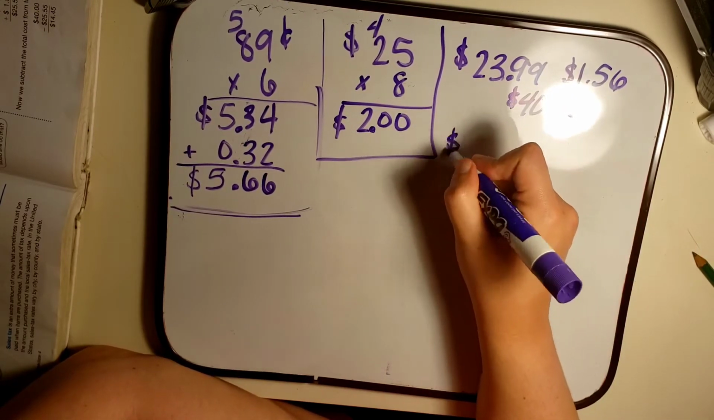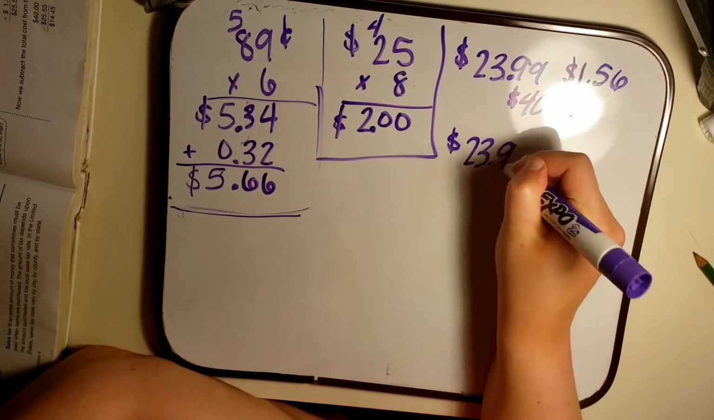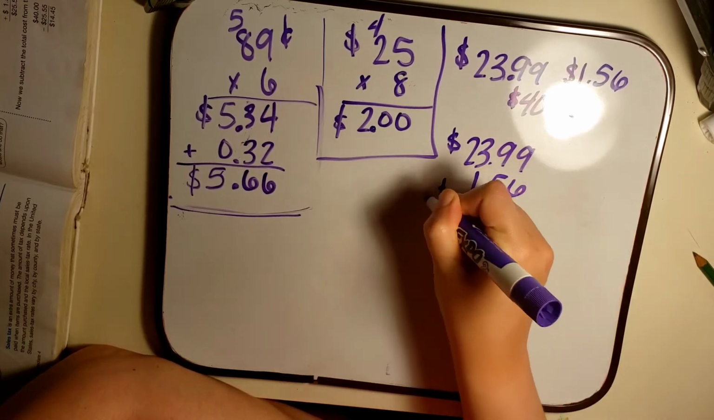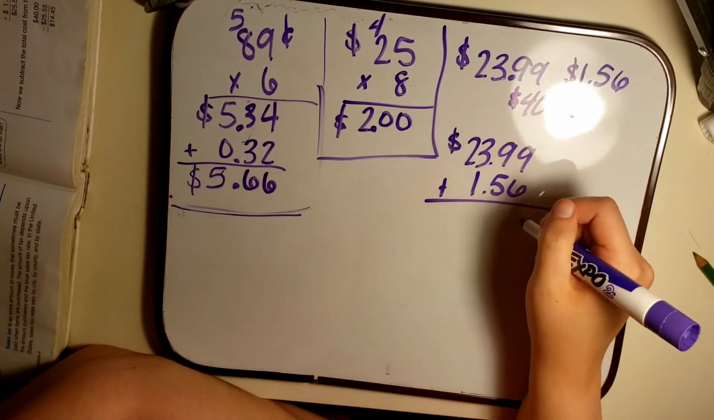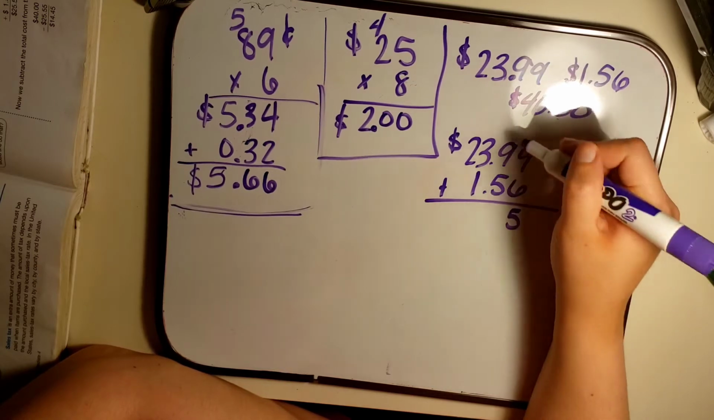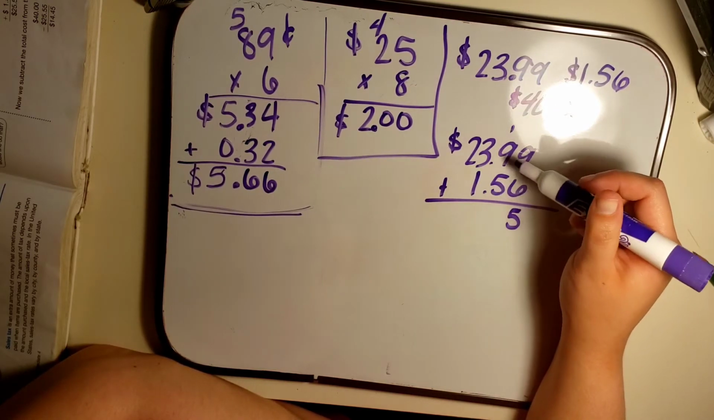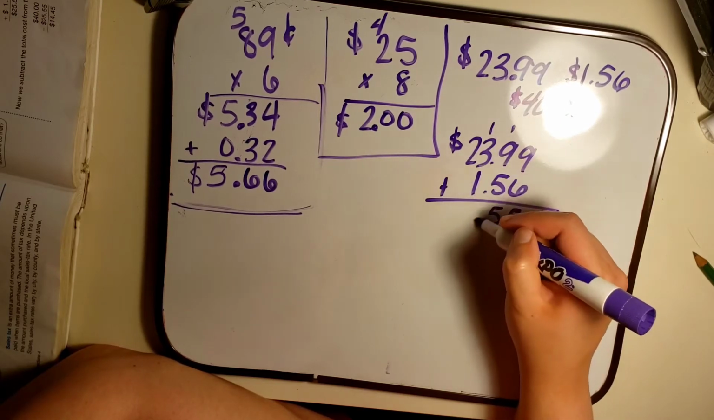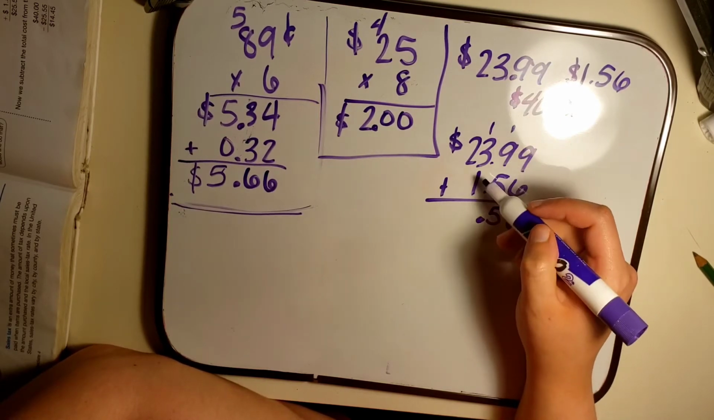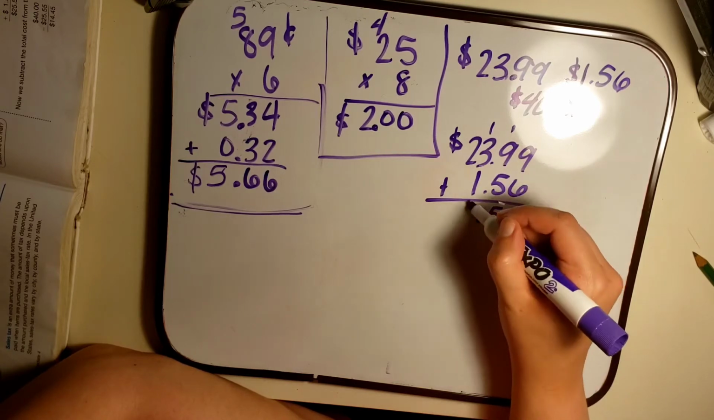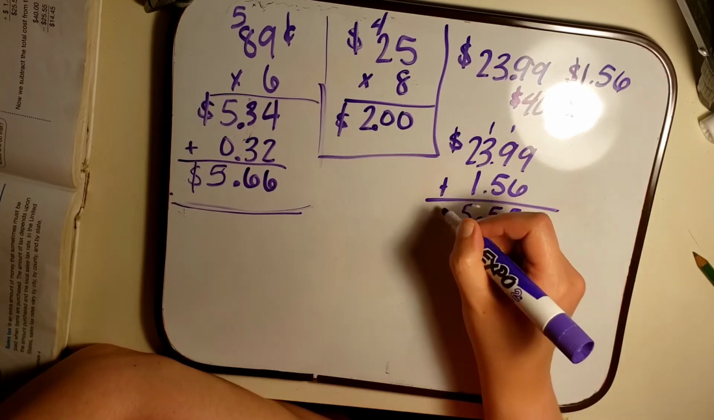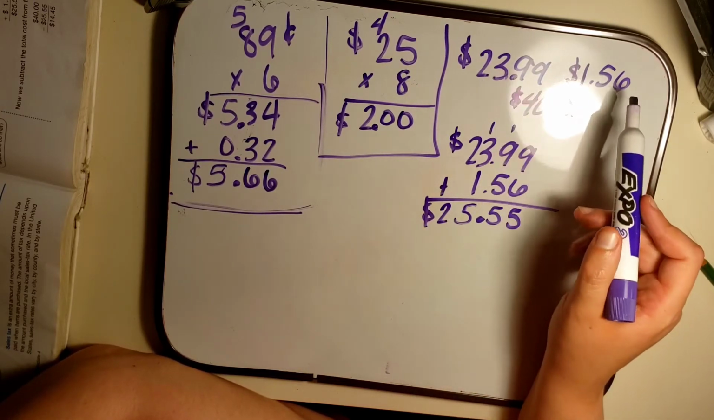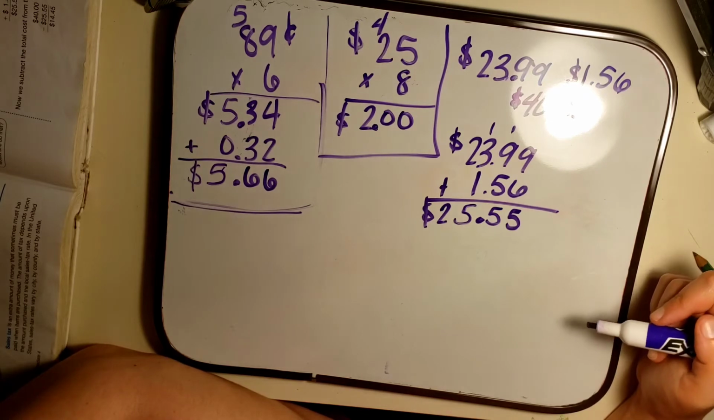So we have $23.99 plus $1.56. So 6 plus 9 is 15. Carry that 1. 5 plus 9 is 14. Plus 1 is 15. Carry that 1. I'm going to make sure I bring down that decimal. 1 plus 3 is 4. Plus 1 is 5. And 0 plus 2 is 2. So the total of those jeans plus tax was $25.55.